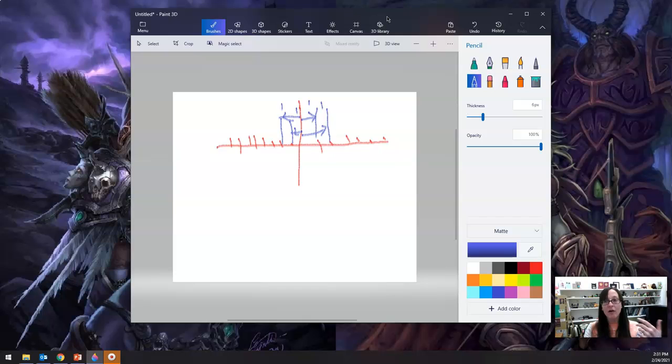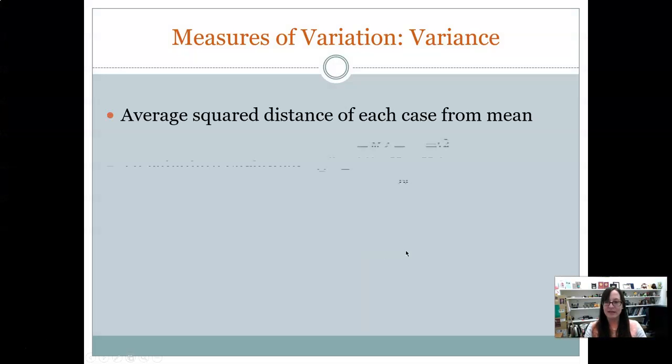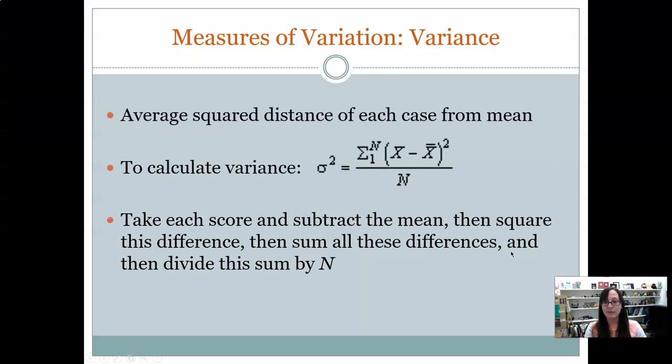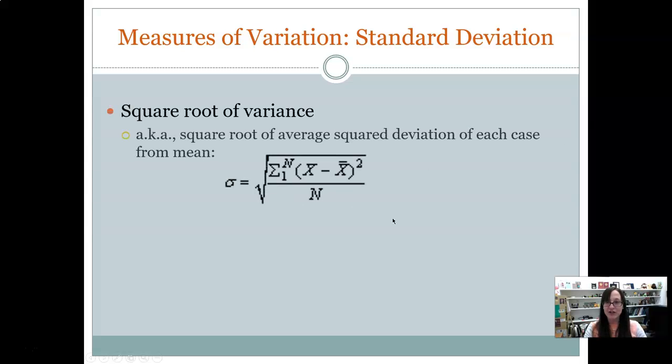That's really all the variance is. It might look a little bit scary if you've never seen a formula like this before, but that's all that this is doing. Then take it one step farther, and we use the standard deviation. The standard deviation takes that variance, so this is the exact same formula that we just used, and it square roots it. It square roots the variance.